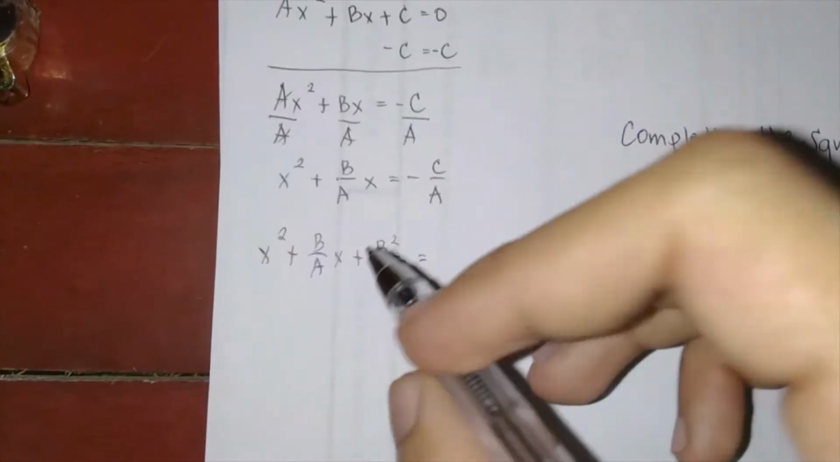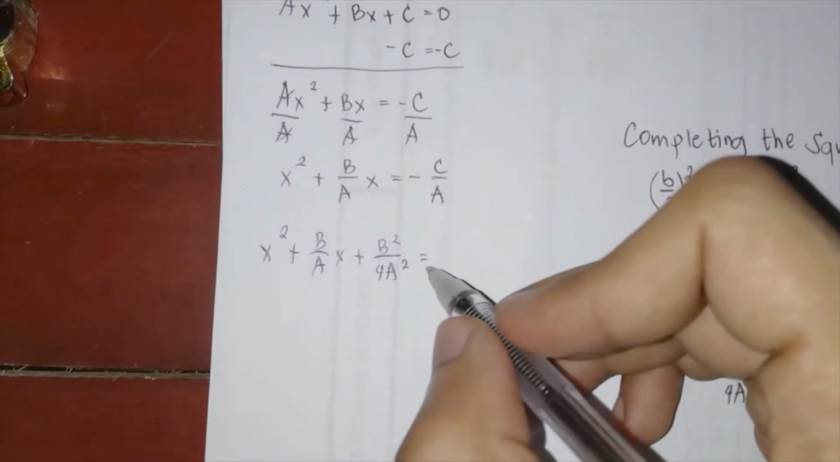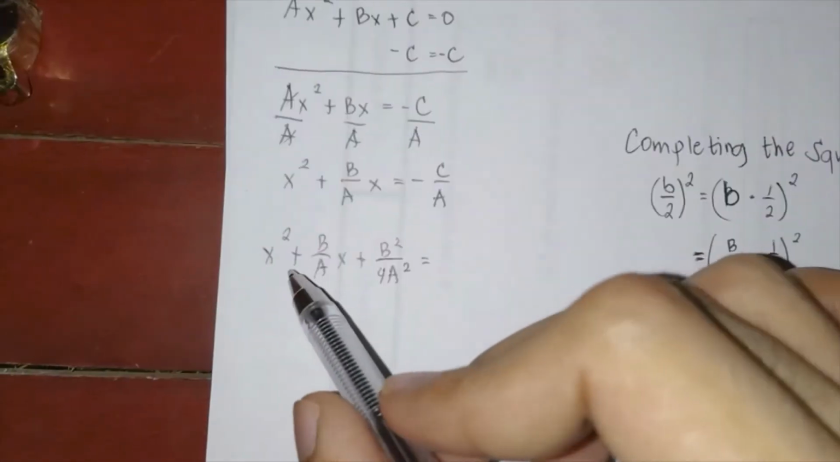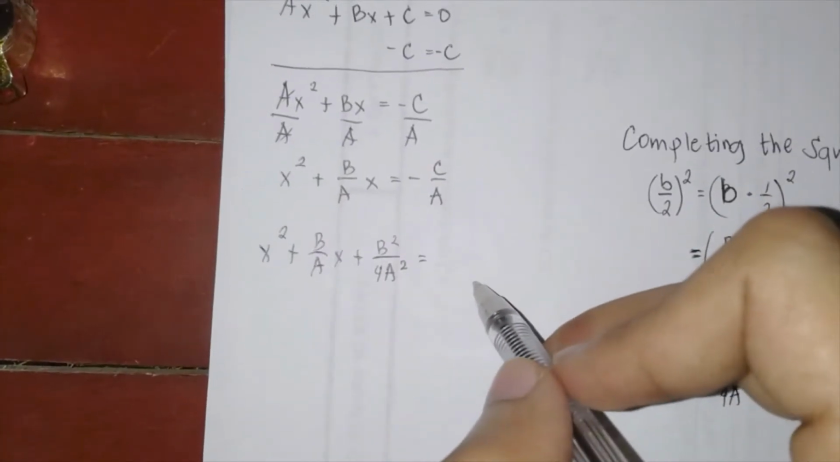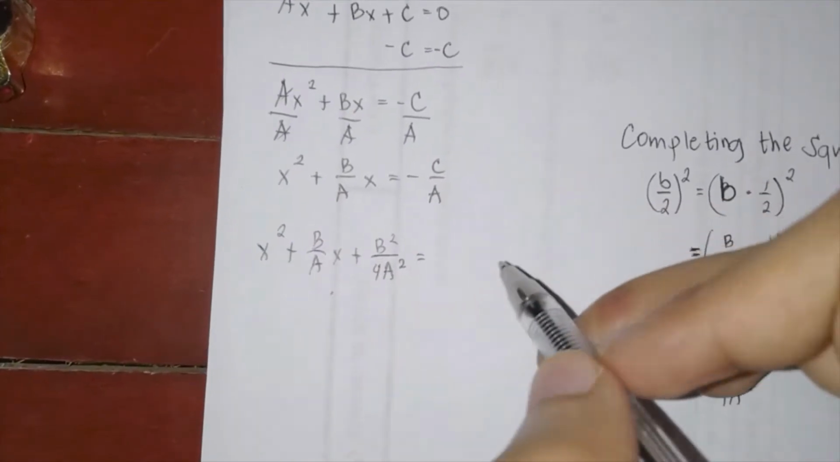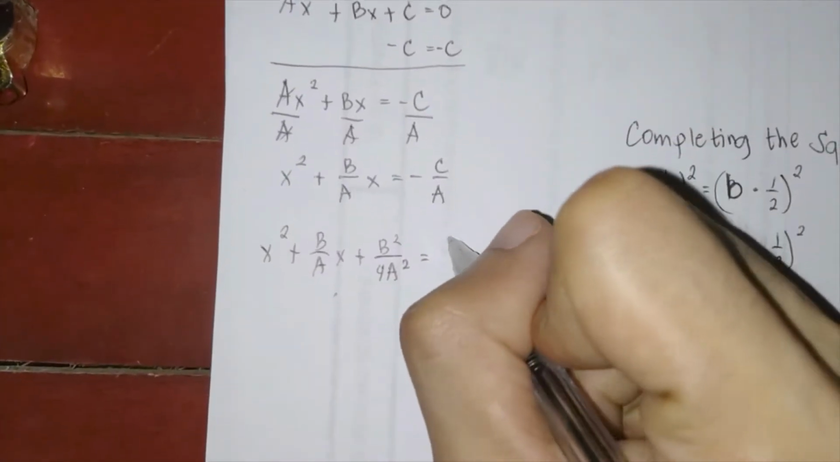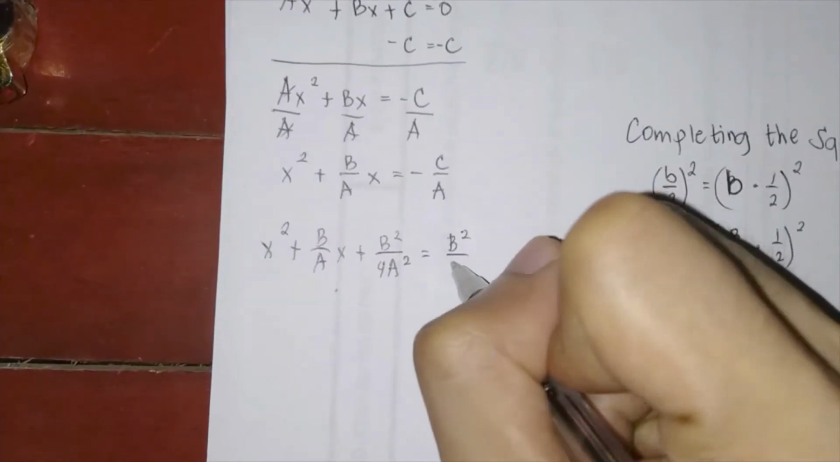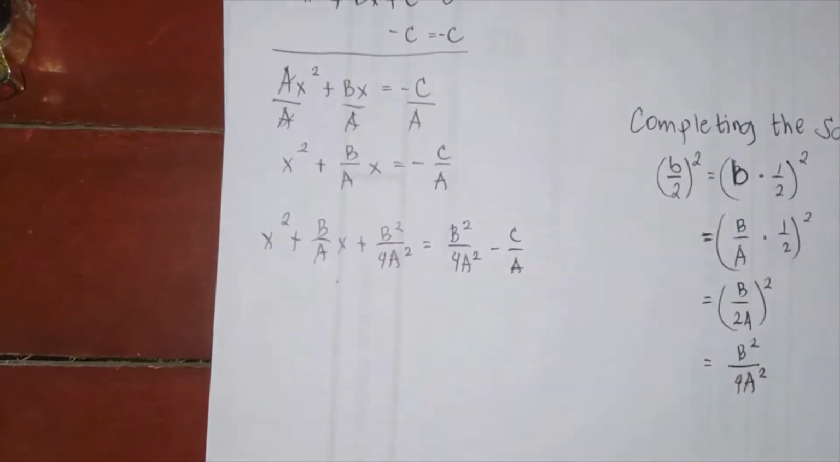Para di natin malabag guys yung rules sa mathematics na kasi meron tayong equal sign, di ba? So, equal yan, left and right side. Kung ano yung dinagdag natin, yun din dadagdag natin sa kabila. Kung may binawas tayo, may babawas din tayo. Kung ano ginawa natin sa kabila, ganun din dapat gawin natin sa kabila. So, dagdag din natin dito sa kabila yung b squared over 4a squared minus c over a.